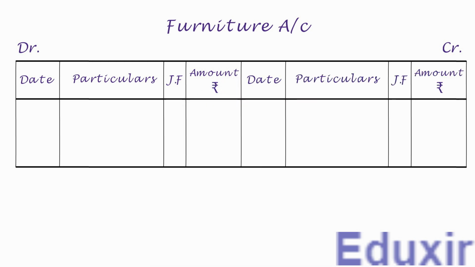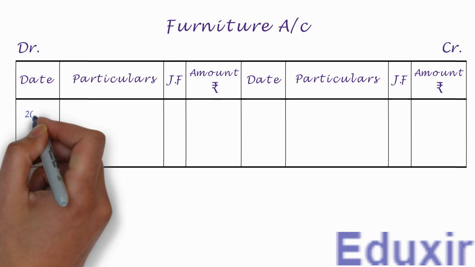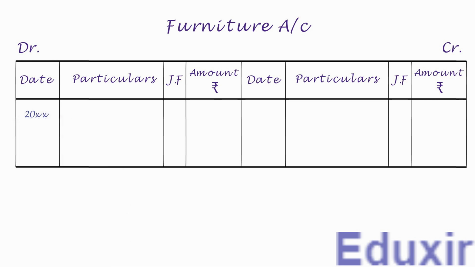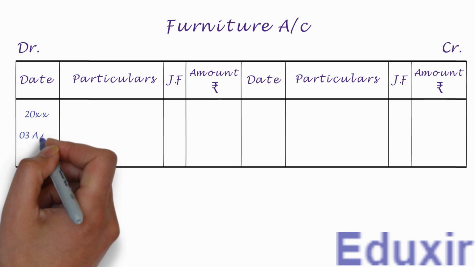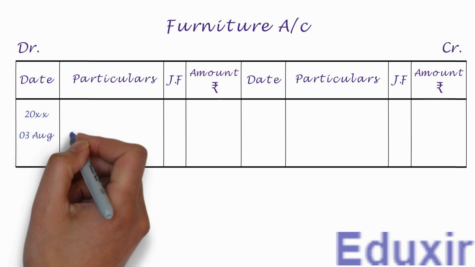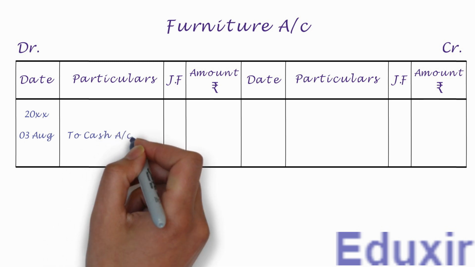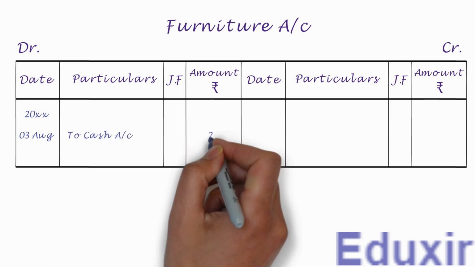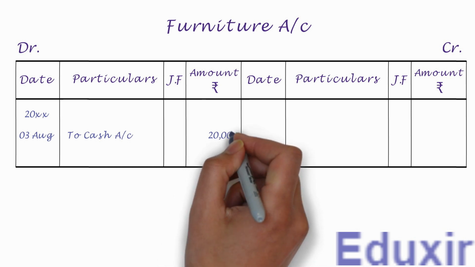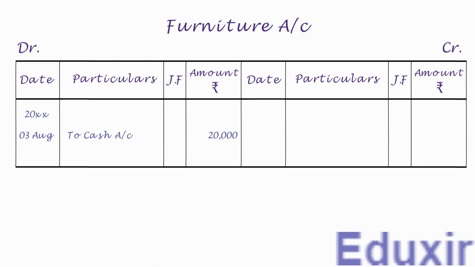Now on the debit side, let us first write the year in the date column. Let us now write the date. We need to write to cash account into the particulars column. Let us write the debit amount of 20,000 rupees into the amount column. With that, we have completed the posting of this journal entry into the furniture account. Let us now take up the next entry.